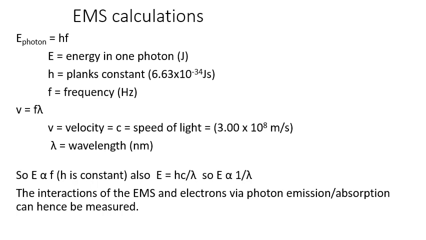So from this relationship, it can be seen that the energy is directly proportional to the frequency and inversely proportional to the wavelength. Okay? So E is proportional to V, and E is also proportional to 1 over the wavelength. So various regions of the electromagnetic spectrum are used in spectroscopy, X-rays, UV light, but the ones we're going to be focusing on are infrared and radio waves.